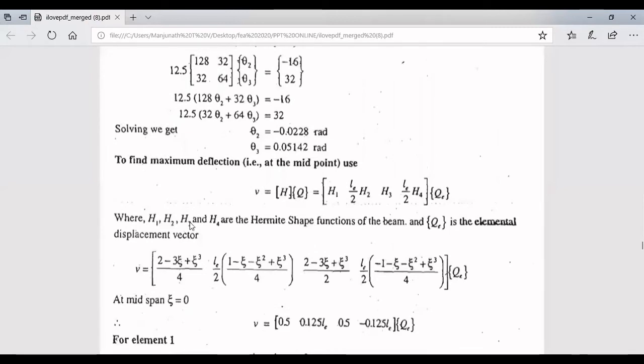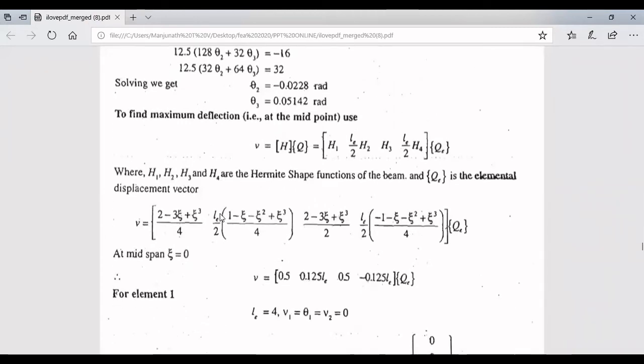Now H1, H2, H3, H4 are the Hermite shape functions. We have the equations for them, so just substitute here. Hence V becomes: H1 is (2 minus 3 zeta plus zeta cube) by 4, H2 is (1 minus zeta square plus zeta cube) by 4, H3 is (2 minus 3 zeta plus zeta cube) by 2, and H4 is (minus 1 minus zeta square plus zeta cube) by 4, as we substitute H1, H2, H3, H4 in this particular equation.